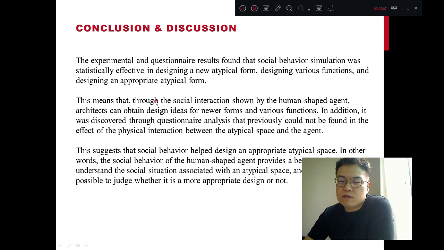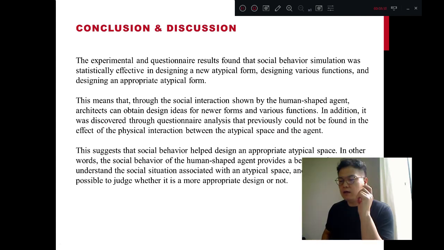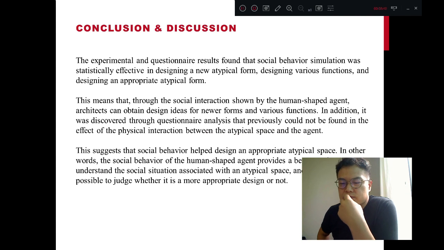This means the social interaction shown by a human-shaped agent lets the architect obtain design ideas from real form and various functions. In addition, it was discovered through questionnaire analysis that previously undiscoverable effects of physical interaction between the typical space and agent can be found. So this means it is very beneficial for the design process.